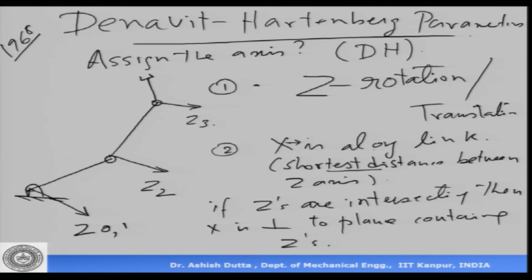Next, I have to fix my x axis. Now, the first x axis is taken like this as a reference, again by convention, which does not move. So, z0 and x0 do not move, they are fixed frames. The next is the shortest distance between the z axes.